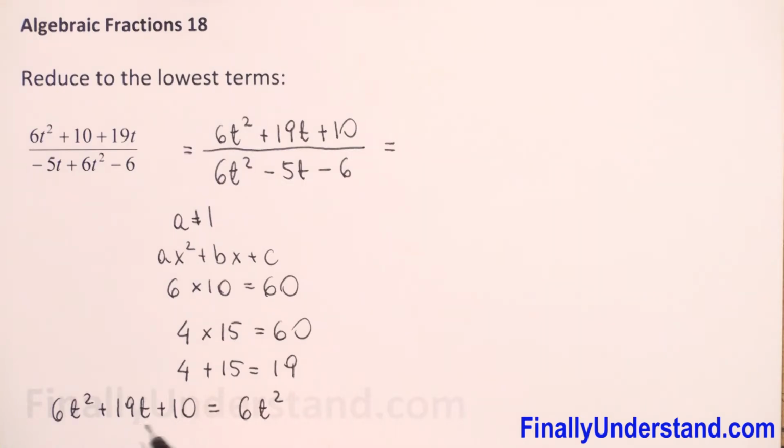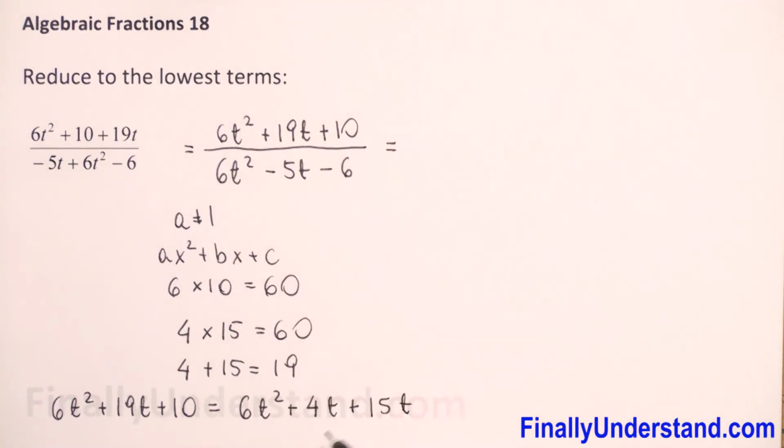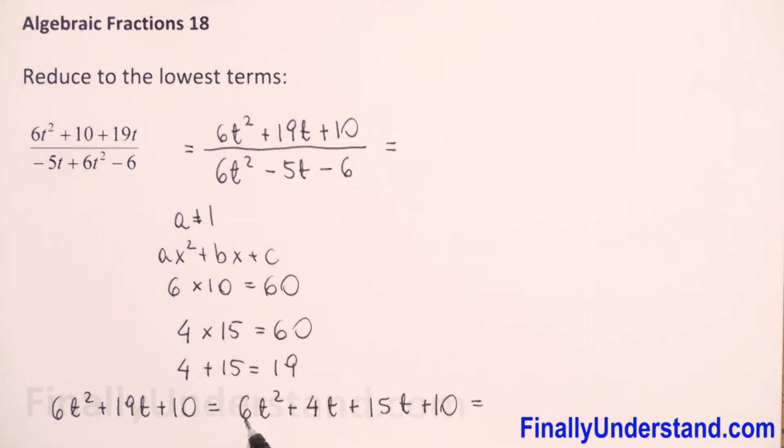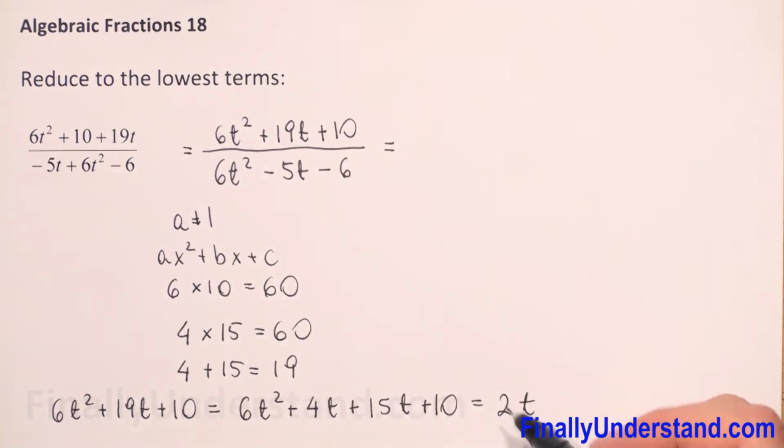and now 19t we can rewrite as 4t, because the first number is 4, and plus 15t. 4t plus 15t is 19t, still the same expression, plus 10. And now from these first two expressions we can factorize the greatest common factor. For 6 and 4 it is 2. And we have t squared and t, so the lowest power is t. So we have to take t, because t to the first power is lower than the second power.